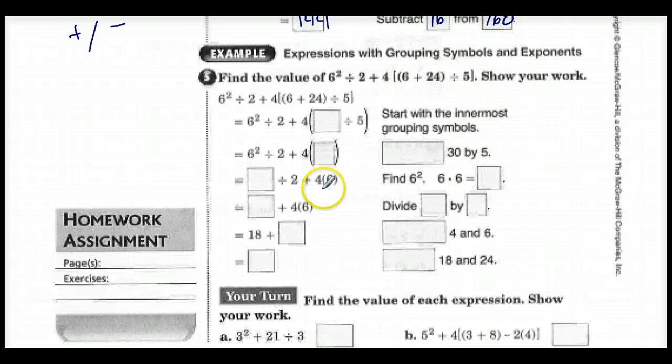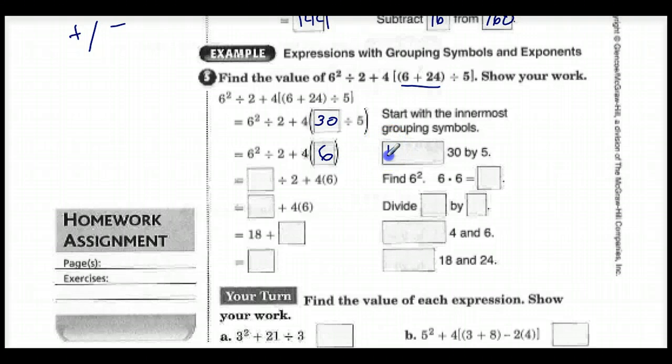Show your work. Okay, so we start with the innermost grouping symbols. The innermost grouping symbols are these ones right here. 6 plus this 24. So what is 6 plus 24? Well, that's pretty easy. It's 30. Now we want to work our way out. Now we still have grouping symbols around here. Notice how they changed from brackets up here to these long parentheses down here. Same thing though. So 30 divided by 5 is 6.